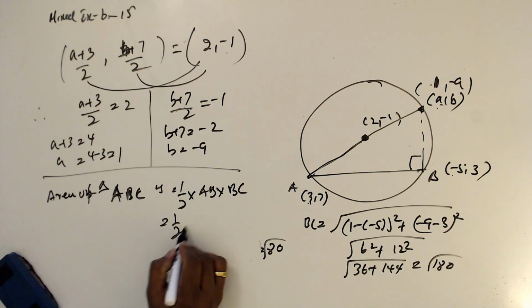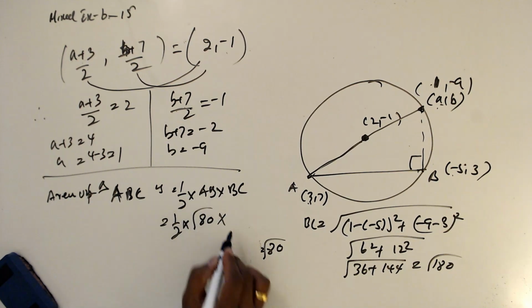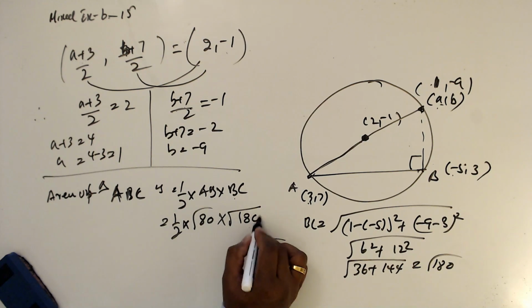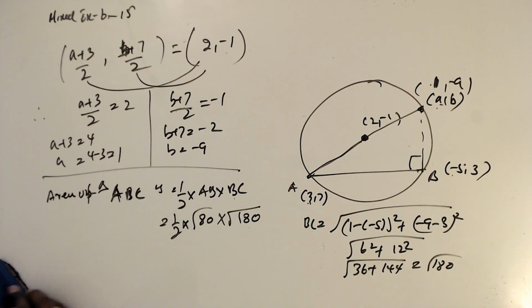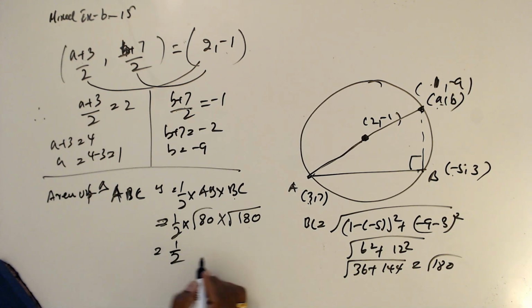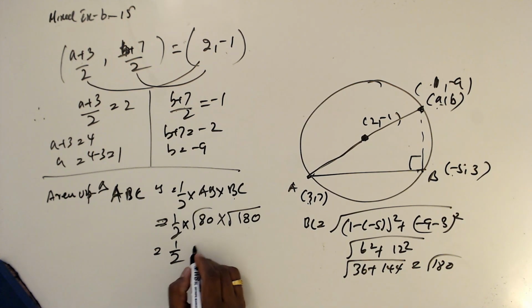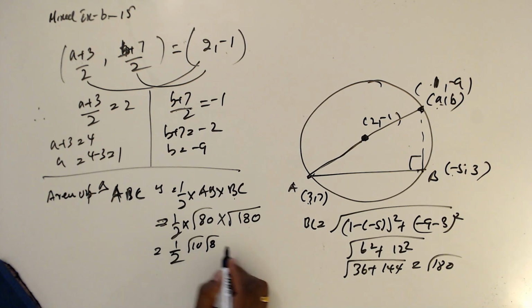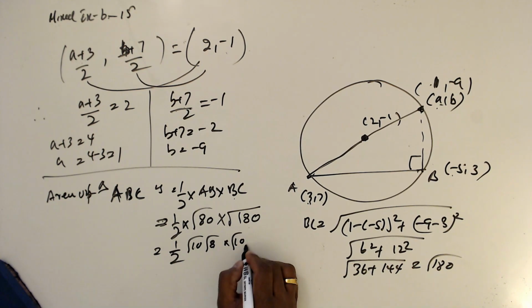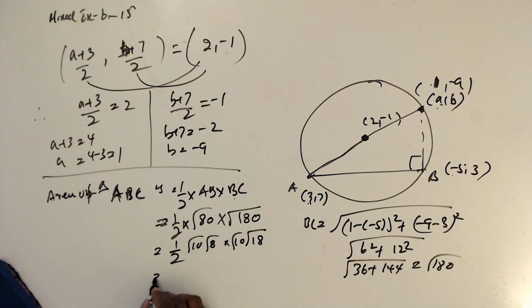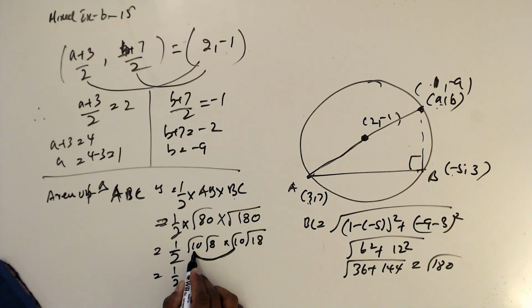Now, half AB mean is square root 80, BC mean is square root 180. Now we have to simplify this one. I see 10 is, I can take 10 out from here. 80 I can write as square root 8 times square root 10, 10 times 8, 80. This one is square root 10 times square root 18. Now square root 10 times square root 10 is 10. Now I have square root 8 and square root 18 in hand.